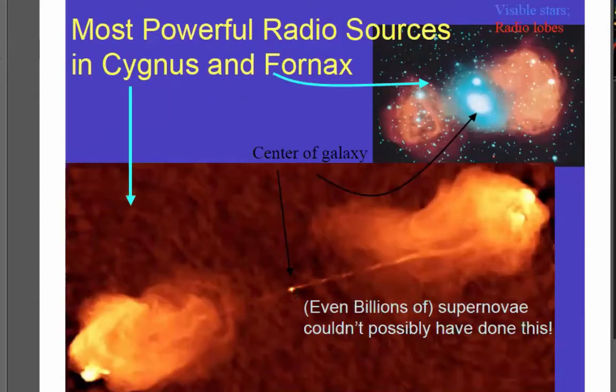Cygnus A, the brightest radio source in Cygnus, which is the center of a galaxy. Galaxy's right here in the center. See my little cursor there? Blasting out these 2 bipolar jets into intergalactic space. It's an enormous amount of power that over millions of years has been dumped into these lobes. These are double lobe radio sources.